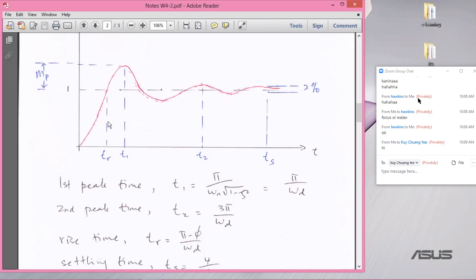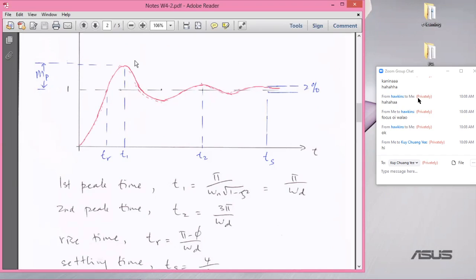So most of the time we don't want a very large overshoot. We don't like overshoot, and we want the system to settle as fast as possible. But most of the time you cannot fulfill those criteria at the same time. Sometimes you have to compromise.